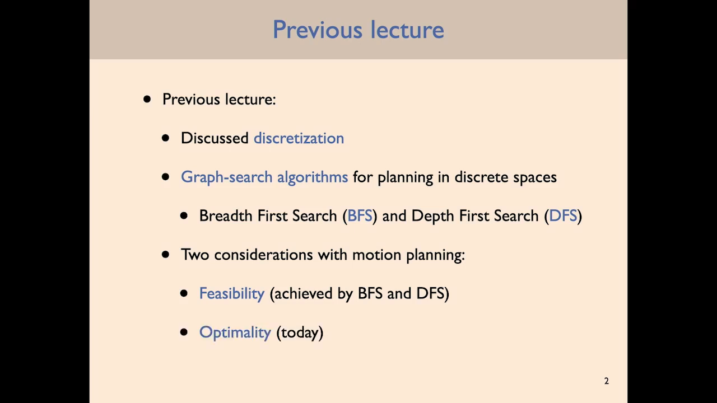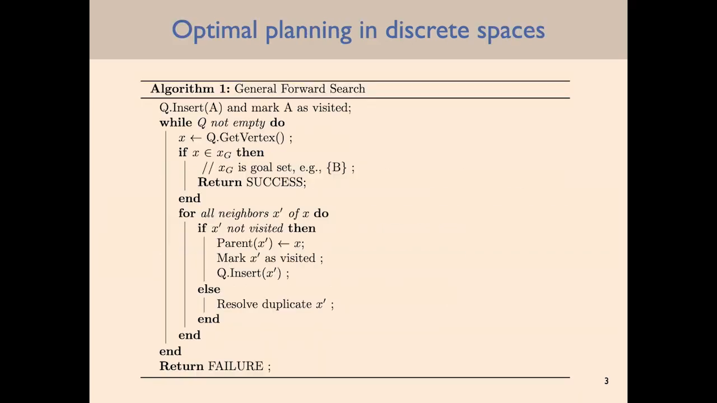The second thing we want is some kind of optimality. So we might have time or length of the path or some notion of energy that we want to minimize. We didn't really talk about that in the previous lecture. The goal for today is to discuss algorithms, still graph search algorithms, still motion planning on discretized spaces, that allow us to find optimal motion plans.